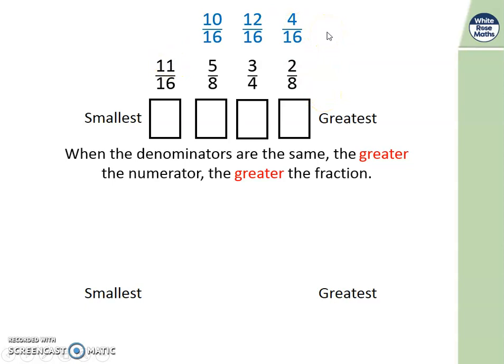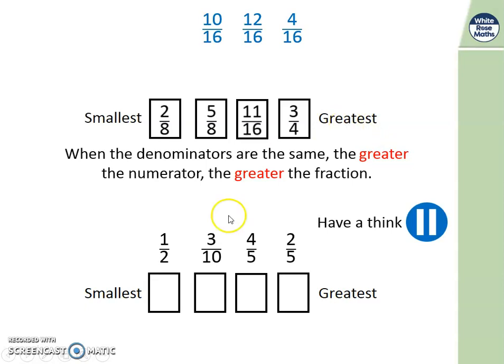So which one is the smallest? Well, 4 16ths is the smallest, but which fraction originally does it link to? 2 eighths. So we can see here that 2 eighths will go first because 4 16ths is the smallest value out of these. What's the next smallest value? 10 16ths, but it links to this fraction, 5 eighths. So that's the one that goes into the box. Now I have 11 and 12. So 11 was my original fraction, goes here, and the one that is equivalent to 12 16ths, 3/4, goes here, is the greatest fraction.